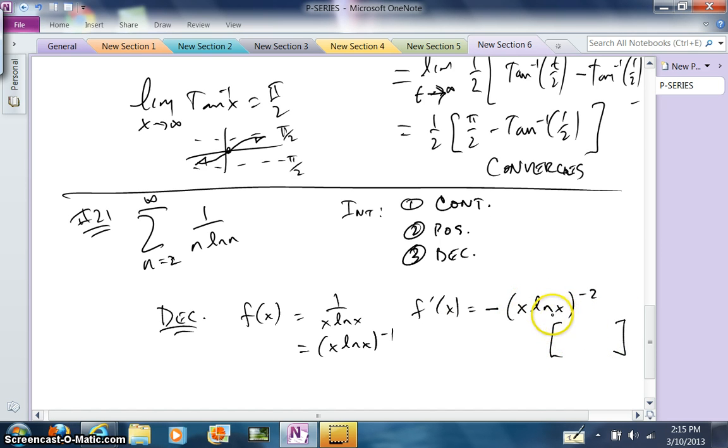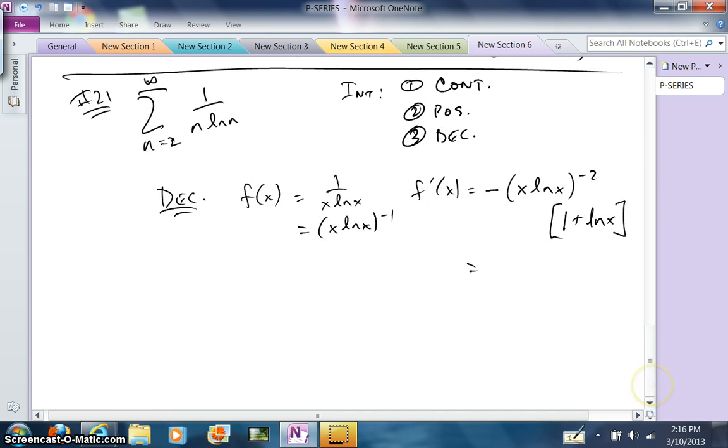x times the derivative of ln x is 1 over x. So that's x times 1 over x, that'll be 1. And then ln x times the derivative of x. Okay, so let me rewrite that here as negative 1 plus ln x over x ln x squared. Okay, so you can clearly see that this is a negative value.